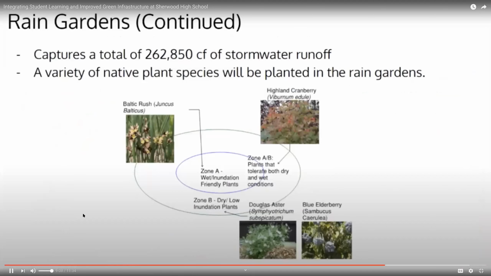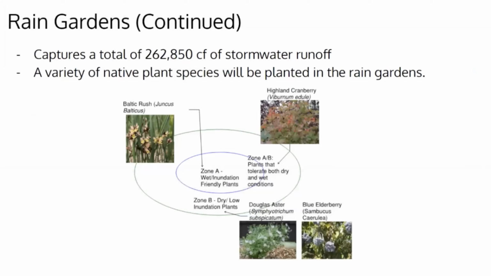The rain gardens are designed to capture a total of approximately 262,000 cubic feet of stormwater runoff. We plan to further improve the school landscape with these rain gardens by planting native species such as Douglas aster, Baltic rush, and Highland cranberry.